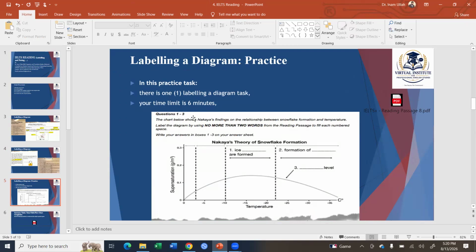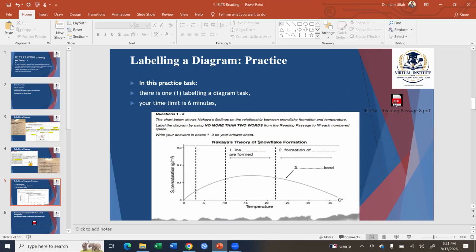Now, in this slide, you are actually having the practice. So in this practice session, what do you have here? You have this diagram, right? And then, in 6 minutes' time, you have to answer all these labels. For example, one is ice dash, second is formation of dash, and third is dash level, right? You have to read this passage and then answer these 3 questions correctly.